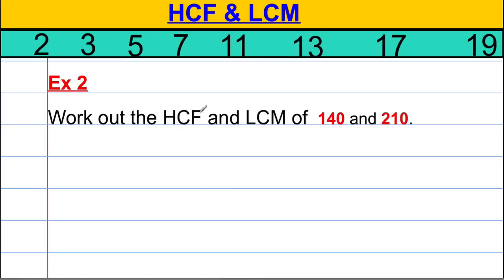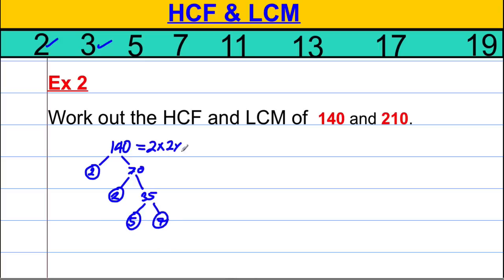So example 2, we want to find the HCF and LCM of 140 and 210. So write down 140. Let's break it down or decompose it into its prime factors. It's 2 multiplied by 70. 70 is composite, so we can write that as 2 multiplied by 35. 2 or 3, the first two primes, don't go into 35, so we can write that as 5 multiplied by 7, and 7 is actually prime, so we circle it. So 140 is 2 multiplied by 2 multiplied by 5 multiplied by 7.